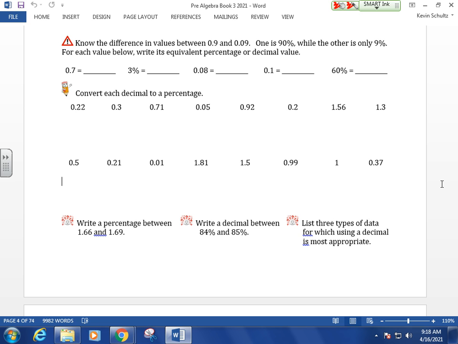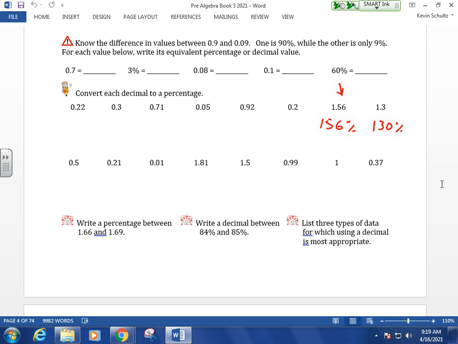The one thing I want to mention that we didn't talk about up above, something like this. What percentage would 1.56 be equivalent to? Noticing that we have a whole here, right? We have one whole and then 56 hundredths. What's that going to look like, Annika? 156%. How about 1.3? What would that be as a percentage, Kira? Good, 130%.